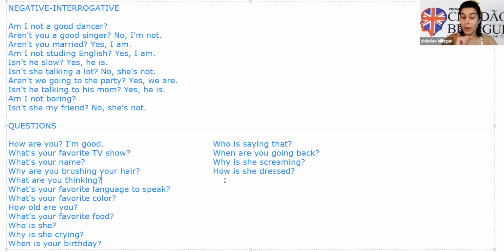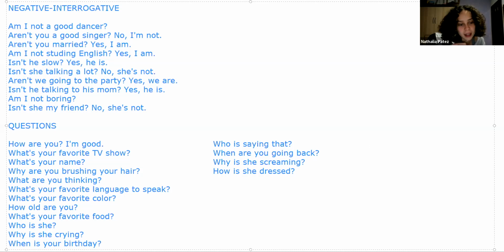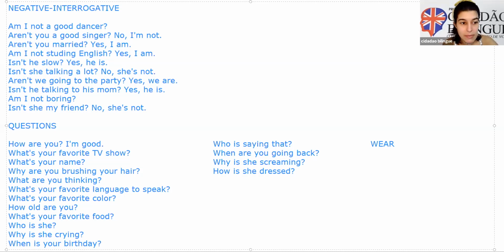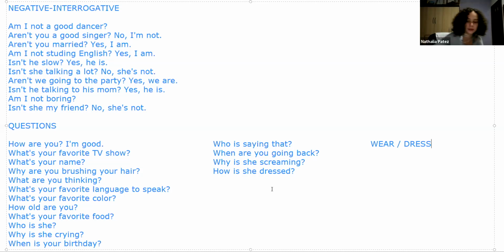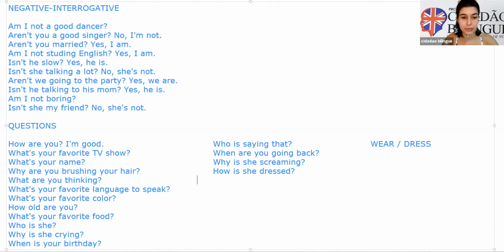Vestir é wear. Okay? Teacher, eu não entendi o que significa brushing ali na outra frase. All right, I'm going to explain, okay? Vestir-se é wear, okay? Wear é vestir, okay? Mas também é dress, tá? E nesse caso, como ela está vestida, we say dressed. Okay? Okay. Entendi. How is she dressed? For example, I am dressed in blue. Okay? Eu estou vestida de azul.